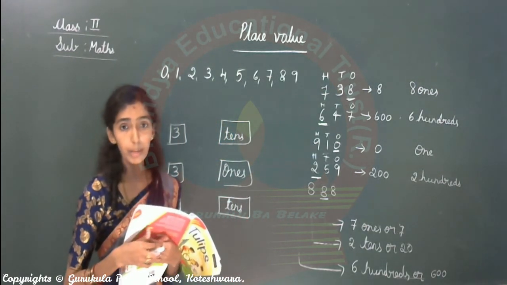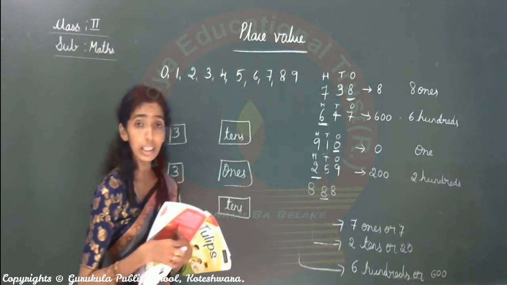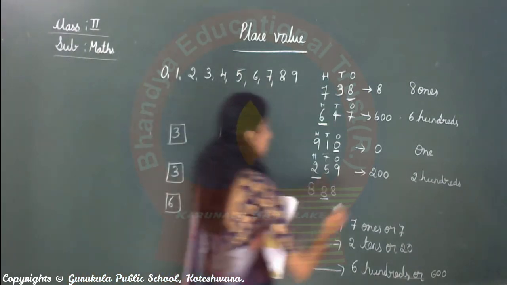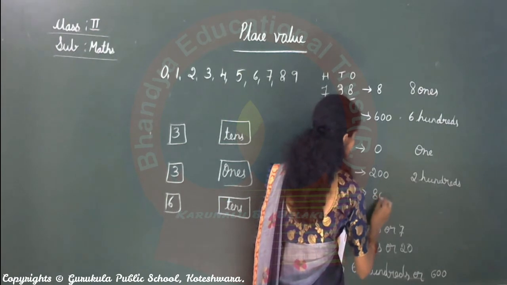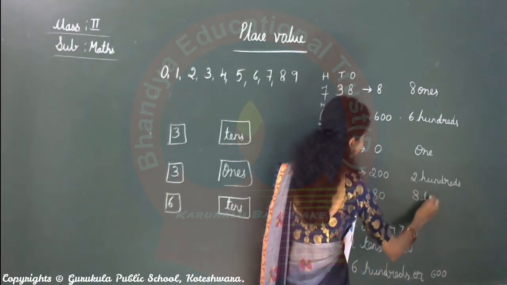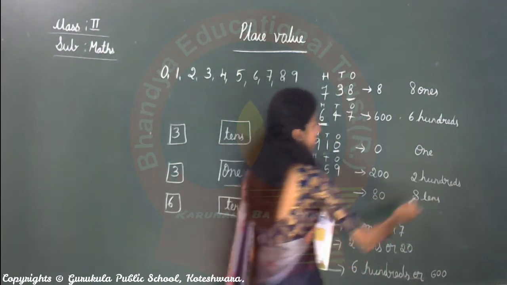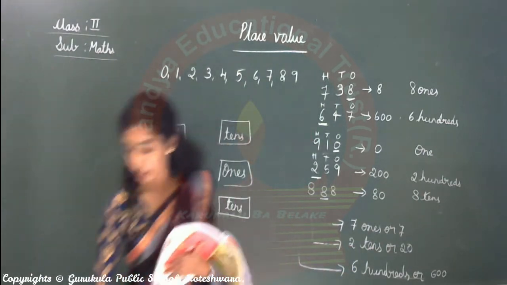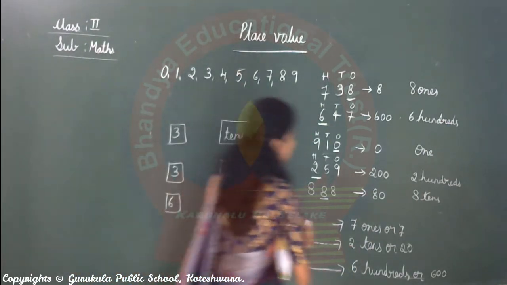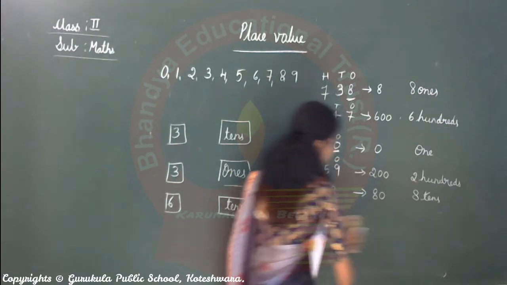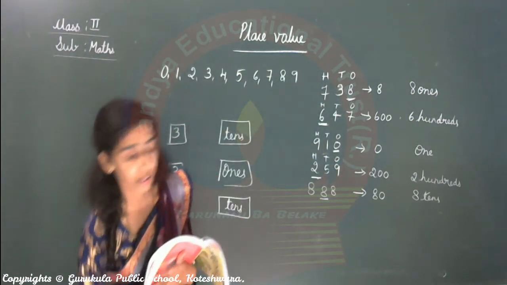Next, 888. 8 ones, 8 tens, 800. Which number do they underline here? 8 tens. So, the place value of 8 is 8 tens. Understood, children? You can write this answer in your textbook when I check in the evening class.